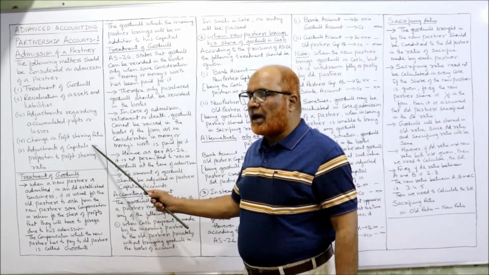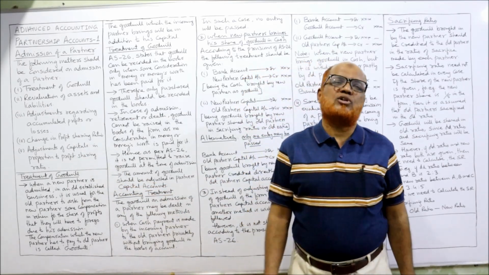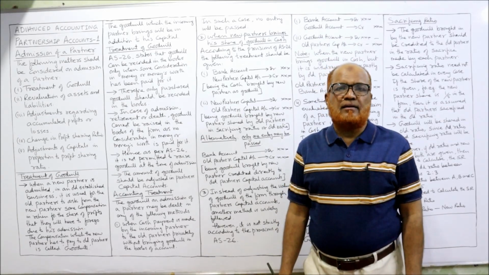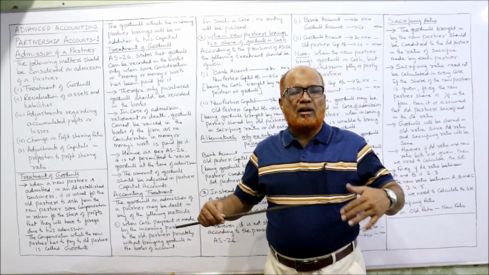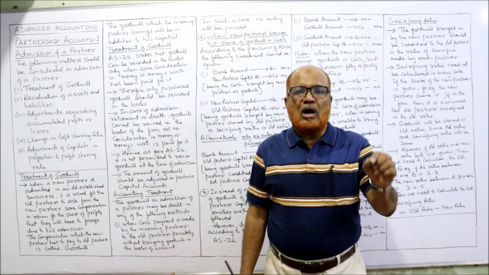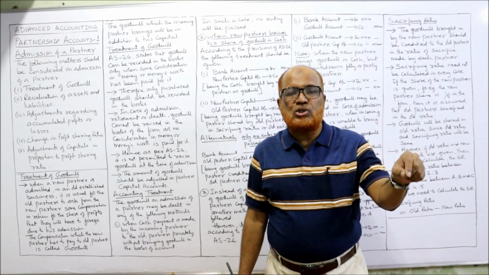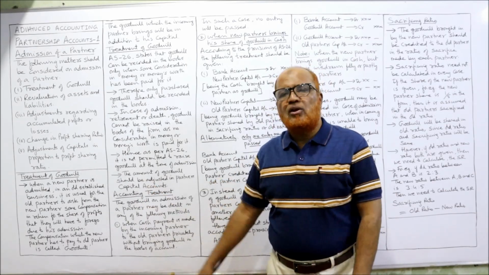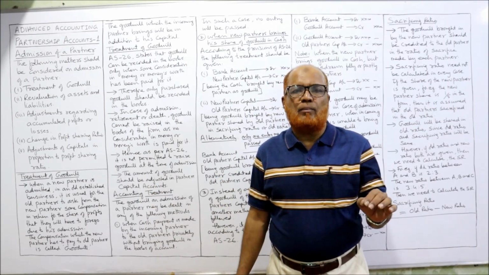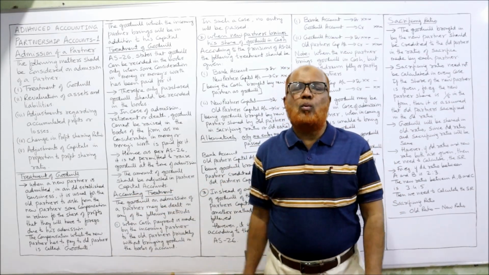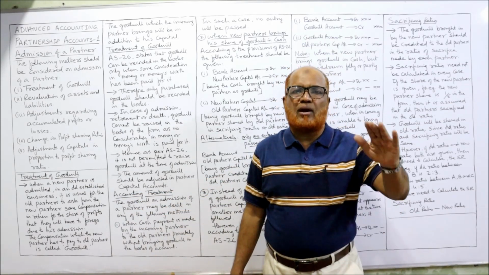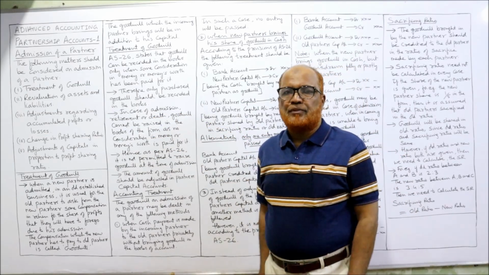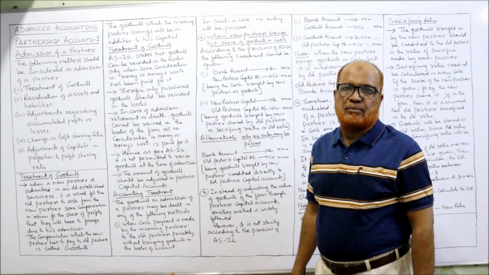Last one, adjustment of capital in proportion to the new profit sharing ratio. Sometimes the old partners will say that our profit sharing ratio has changed, so our capital should also change according to the new profit sharing ratio. But this point will not arise in every problem. In one or two problems, you will come across adjustment of capital according to the new profit sharing ratio. But the first four you will find in most of the problems.